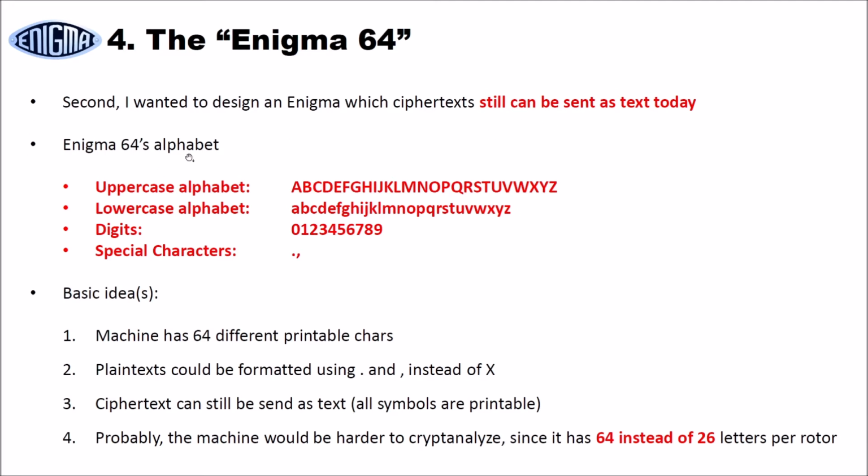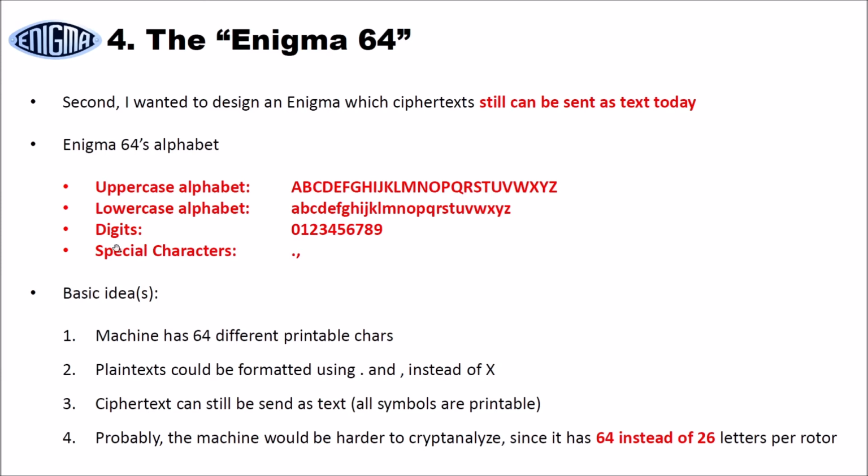And so I defined the Enigma 64 alphabet as the Latin uppercase alphabet, then the lowercase alphabet, also the digits, and I added 2 special characters, the point and the comma. And then we have 64 different symbols. I could also have used 2 different special characters, and then I would have base 64 encoding. But I have chosen the full stop and the comma because I wanted to be able to lay out or write better plain texts.